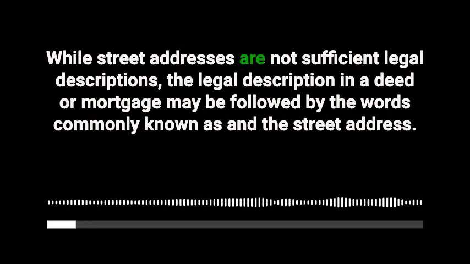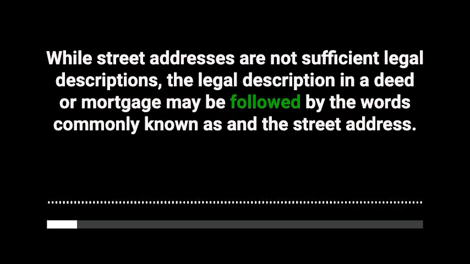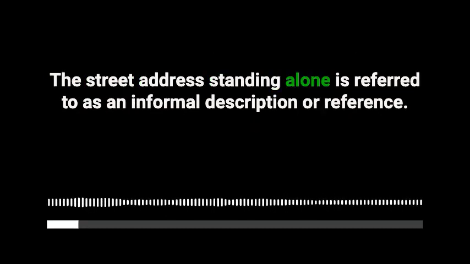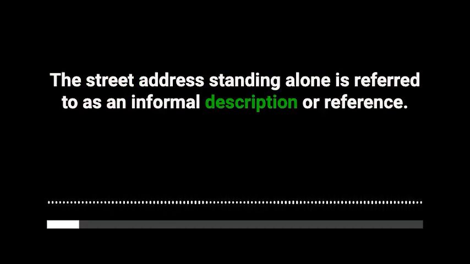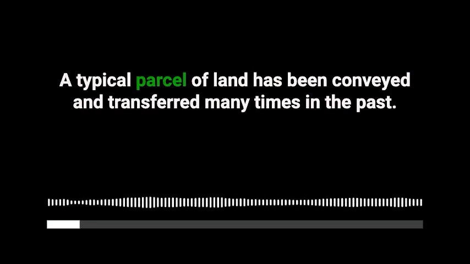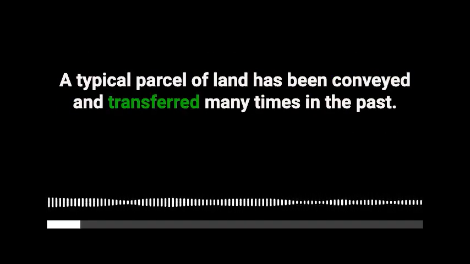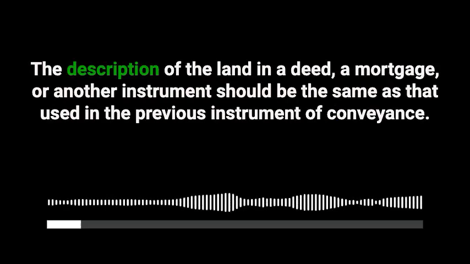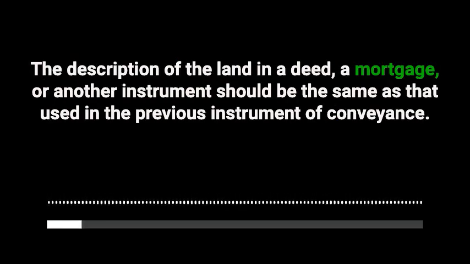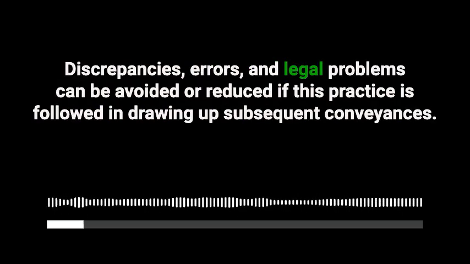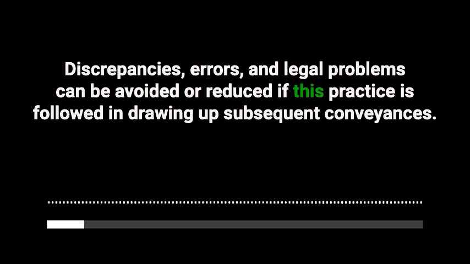While street addresses are not sufficient legal descriptions, the legal description in a deed or mortgage may be followed by the words "commonly known as" the street address. The street address standing alone is referred to as an informal description or reference. A typical parcel of land has been conveyed and transferred many times in the past. The description of the land in a deed, a mortgage, or another instrument should be the same as that used in the previous instrument of conveyance. Discrepancies, errors, and legal problems can be avoided or reduced if this practice is followed in drawing up subsequent conveyances.